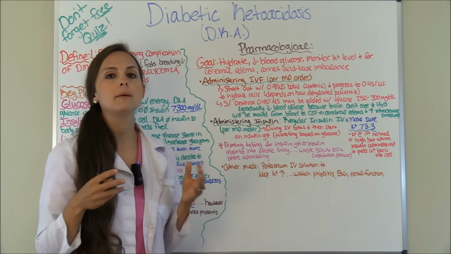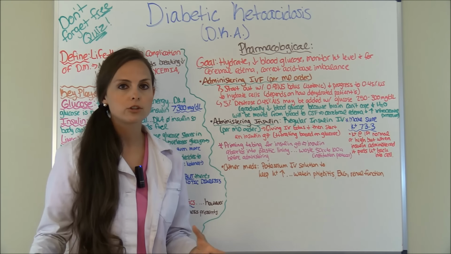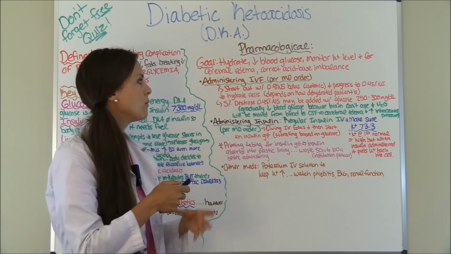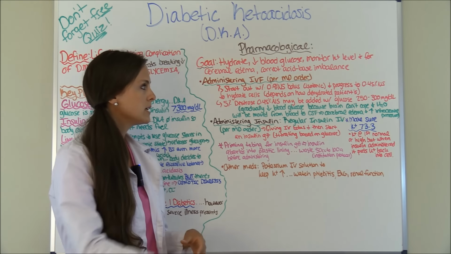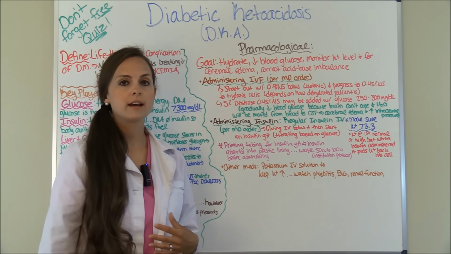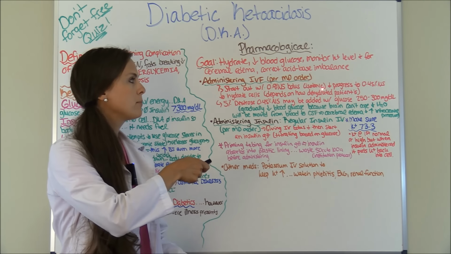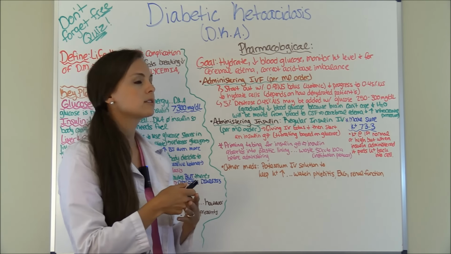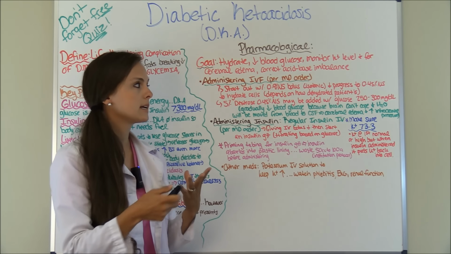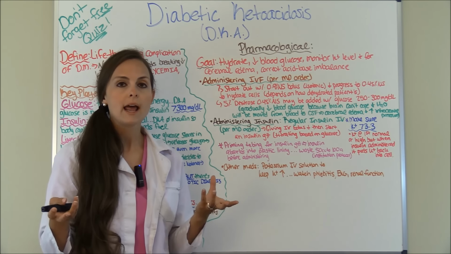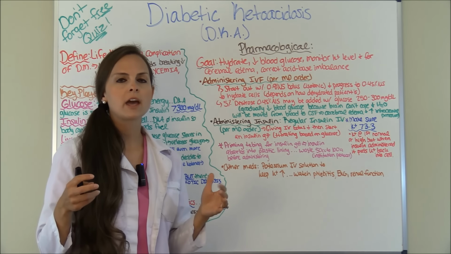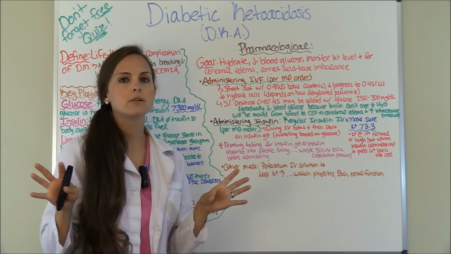So as a nurse, you're going to be administering IV fluids, whatever the doctor writes. Typically, they start out with 0.9% normal saline, which is an isotonic solution. Then, depending on the severity of the dehydration and what's going on with the patient, they may progress to a hypotonic solution, which is 0.45%, half normal saline, to hydrate those cells. Because remember, what hypotonic solutions do, they go in and they rehydrate those cells.